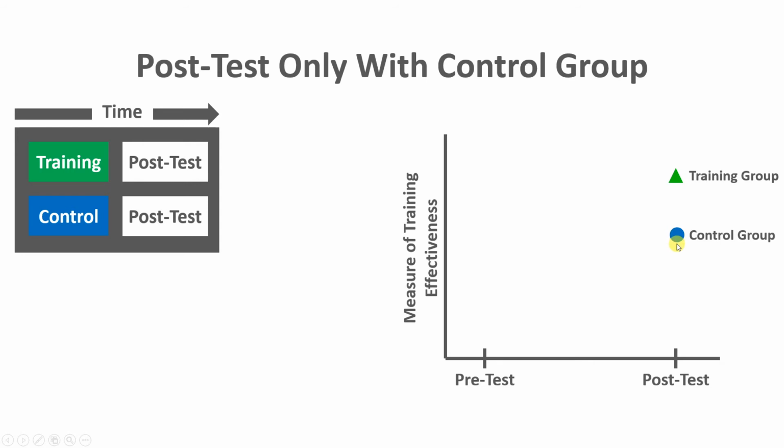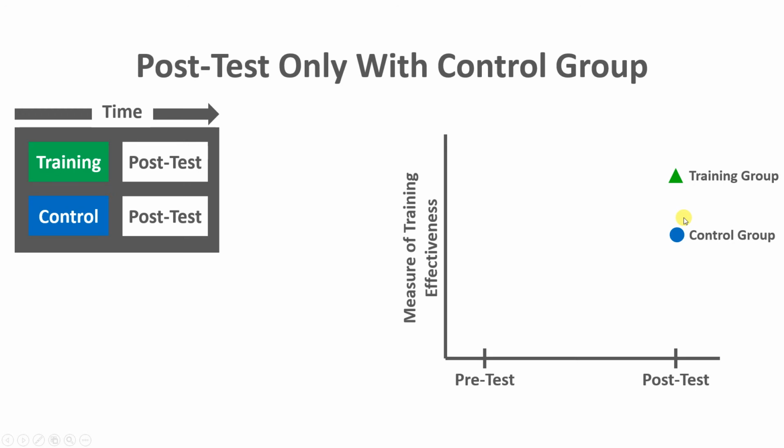Well, with a post-test only with control group design, now we have the control group as represented by this blue circle here. Now we can see after the training group has gone through the training program and after the control group people have done whatever the control is, whether or not there are differences afterwards on that post-test measure of training effectiveness. Visually, it looks like there is an observable difference here. If you wanted to test whether or not this is a statistically significant difference, you would use perhaps an independent samples t-test.